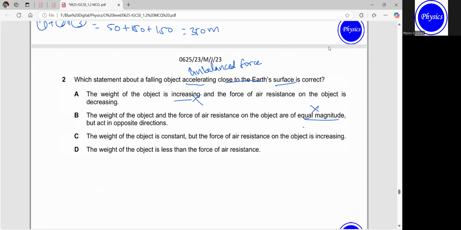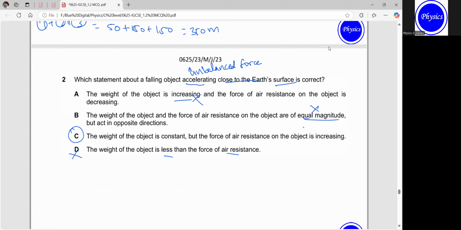Yes, this could be true. The weight of the object is less than the force of air resistance. No, not this one. Depending upon the weight, the air resistance will also be high or low, so just because it is less than the force of air resistance... No. Okay, so this one is the right option.